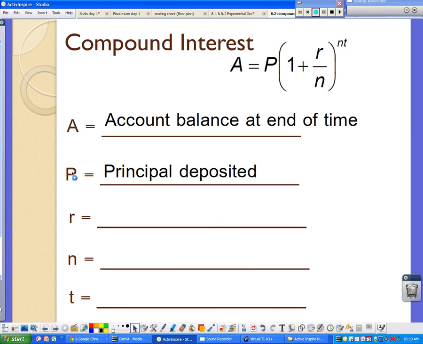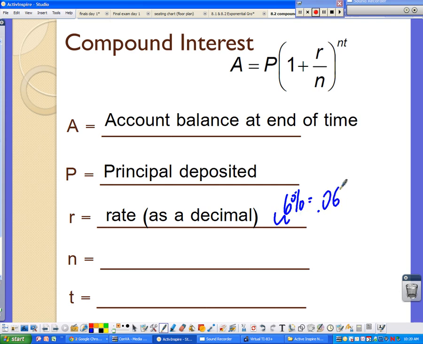Okay? P stands for the principal amount of money that was deposited, that first initial deposit that you put in the bank. R is the rate. And again, it has to be a decimal. Okay? So you're going to do the same thing we did on exponential growth. If the rate is 6%, you've got to move the decimal point 2 places, so it ends up 0.06.